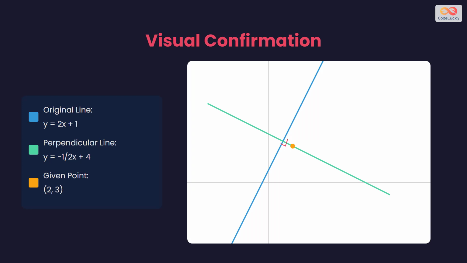And here we can see it all come together. The blue line is our original line. The green line is the new line we just calculated. As you can see, it passes directly through our given point and intersects the original line at a perfect 90-degree angle. Great work.